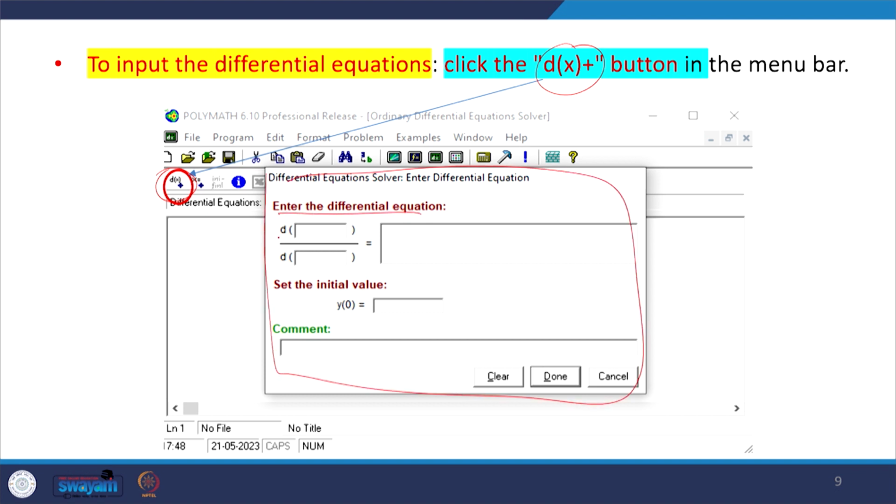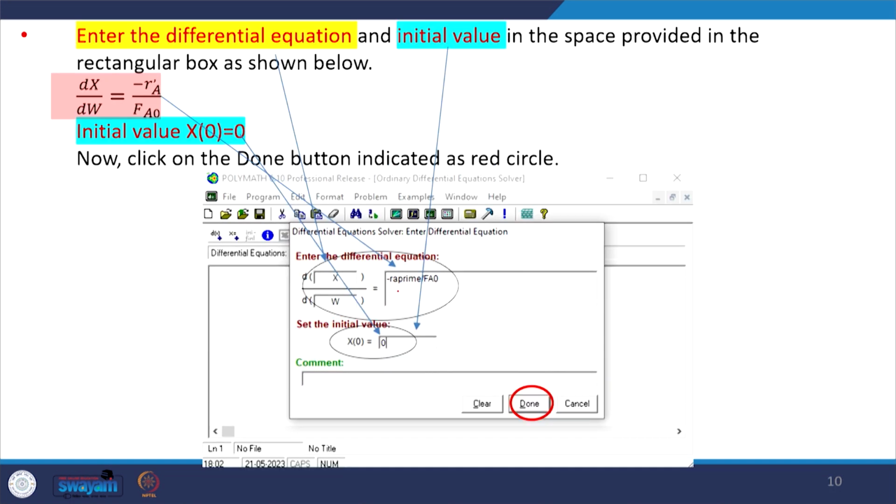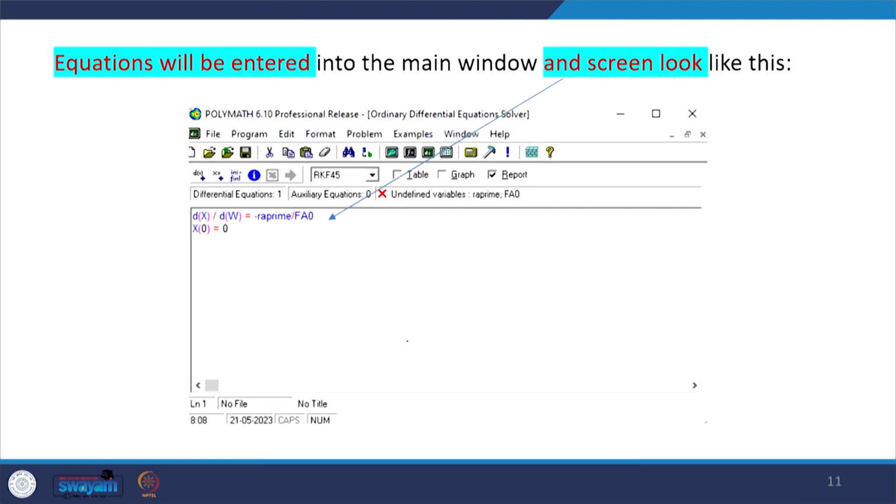So, here d is given. We put dx by dw here, the first differential equation, and the corresponding initial guess value. This was our equation: dx by dw equals minus r a prime by F a naught. So we put dx dw equals minus r a prime by F a naught, and the initial guess we put as 0. After that the screen will appear like this.